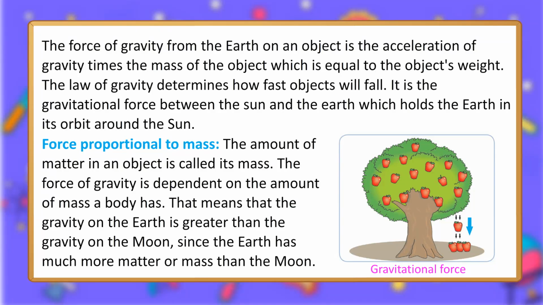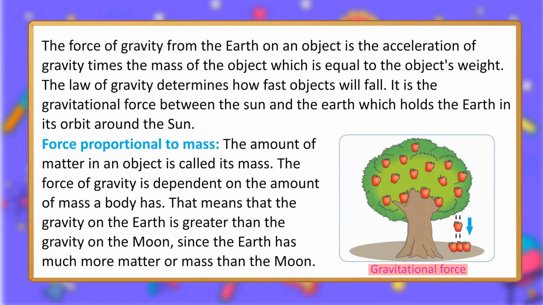Force proportional to mass. The amount of matter in an object is called its mass. The force of gravity is dependent on the amount of mass a body has. That means that the gravity on the Earth is greater than the gravity on the Moon, since the Earth has much more matter or mass than the Moon.